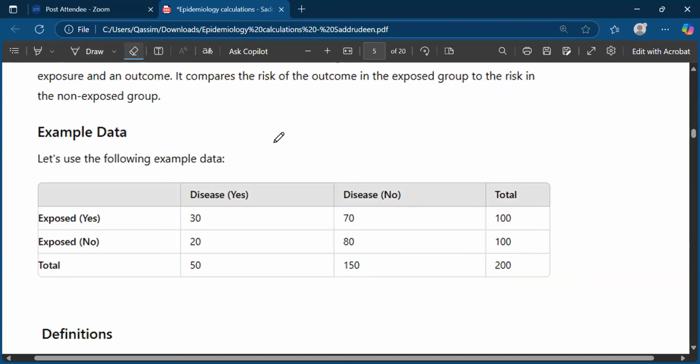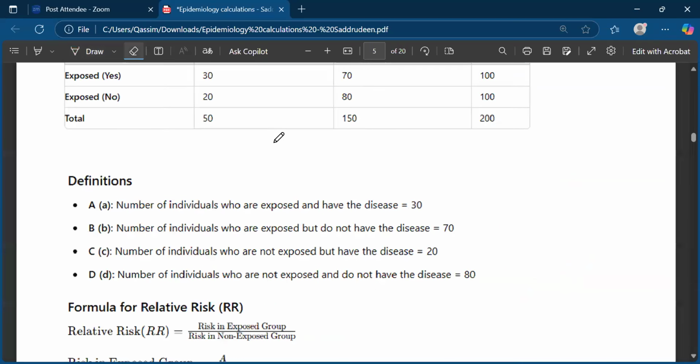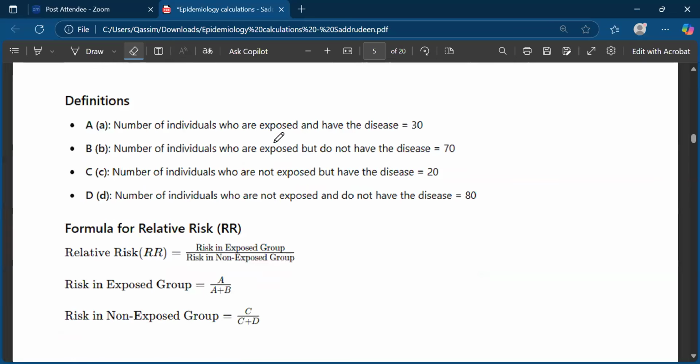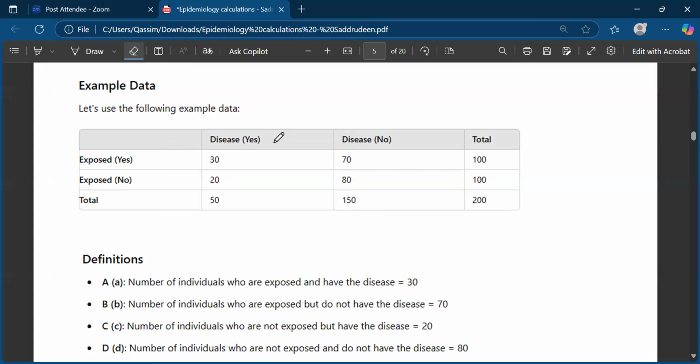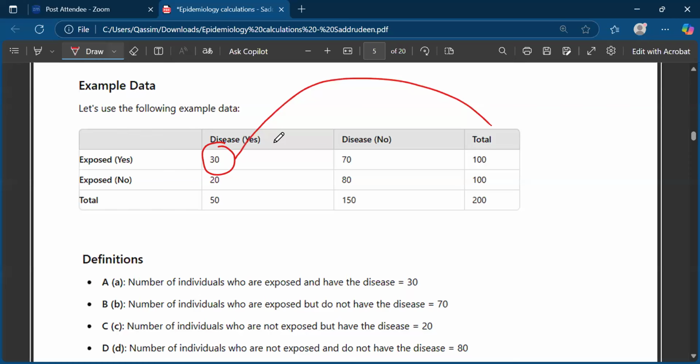Now let's go down. How do you calculate the risk in the exposed? As long as you've drawn your table correctly, the risk in the exposed is these 30 individuals. They have the disease and they have been exposed to the smoke, and they have gotten lung cancer. We just do it over the total here. So the risk in the exposed is 30 over 100.